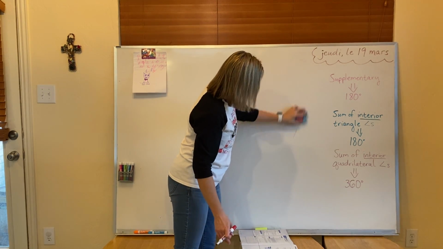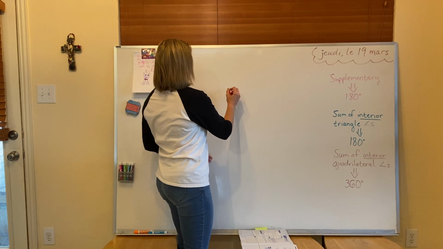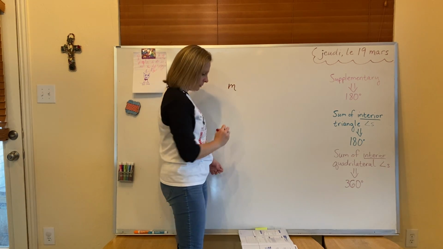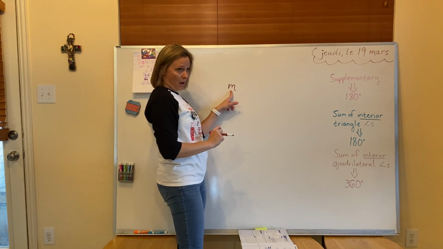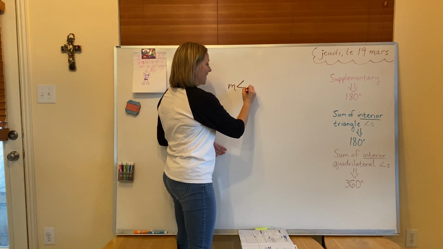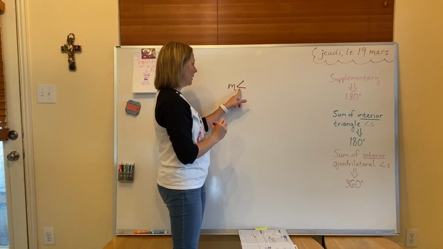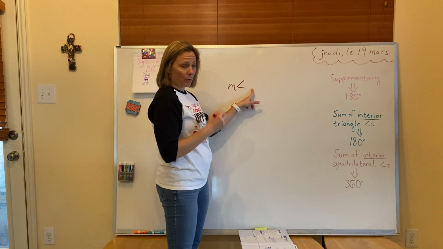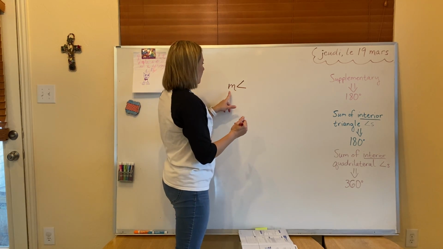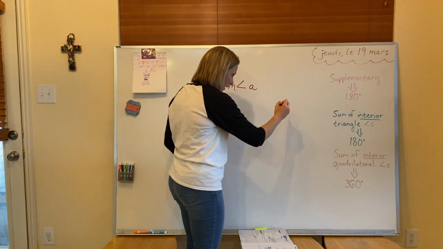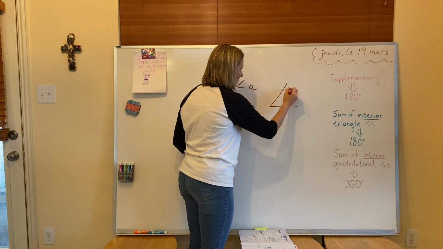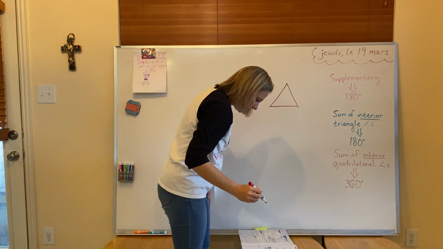When you see things that look like this, M, they want to know the measure, M, that's our angle symbol, and then it will name an angle within the shape, within the polygon. So they want to know the measure of angle A in the triangle in example 1. And this is on page 509.